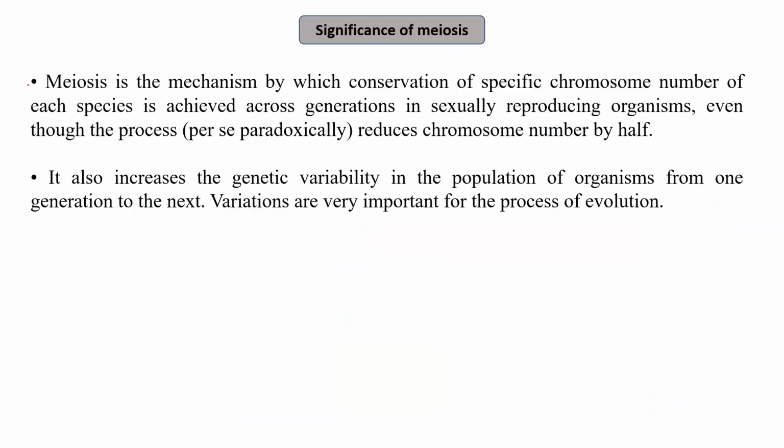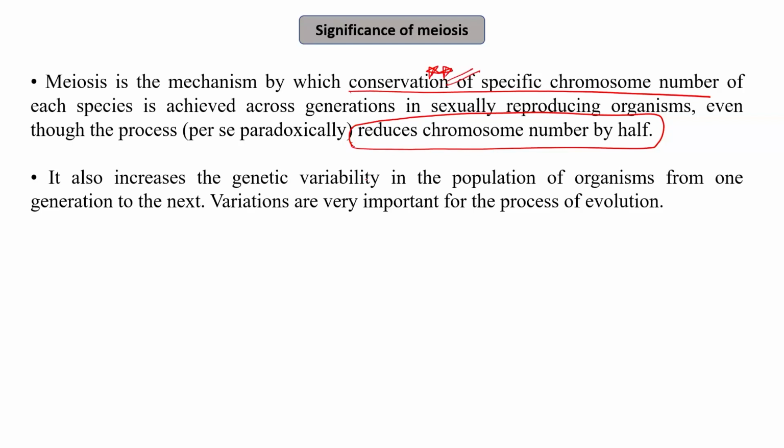Now, what is the significance? As I mentioned, it is the mechanism by which the conservation of chromosome number is maintained across the generations. Because if the reduction of chromosomes does not happen, then in a sexually reproducing organism, there will be a duplication of the chromosomes in every further generation. Therefore, this process helps in the reduction of the chromosome number by half, and therefore helps in maintaining a specific number of chromosomes across the species.